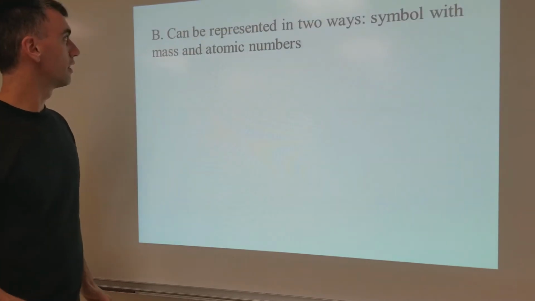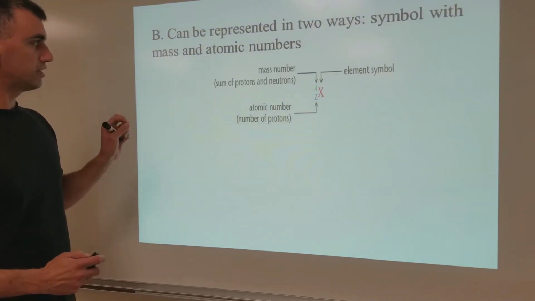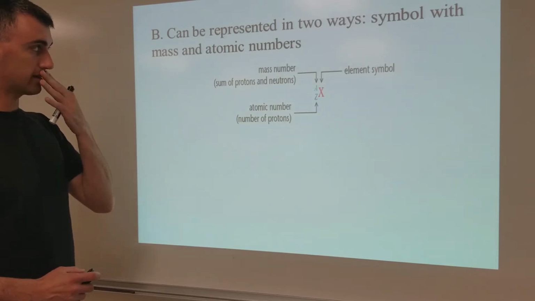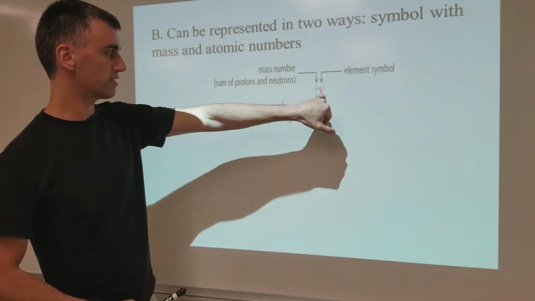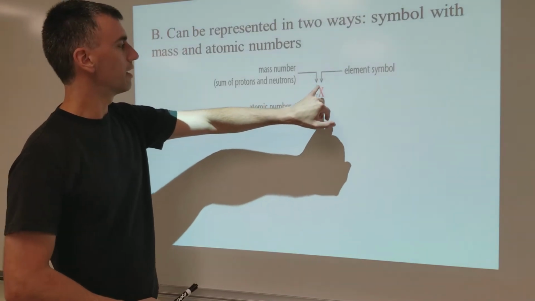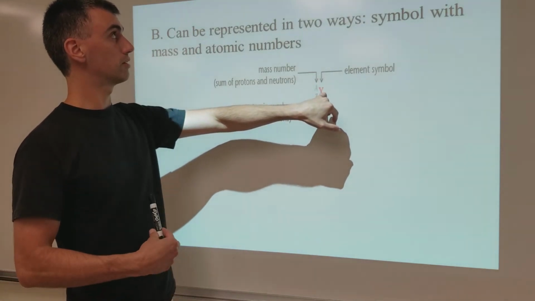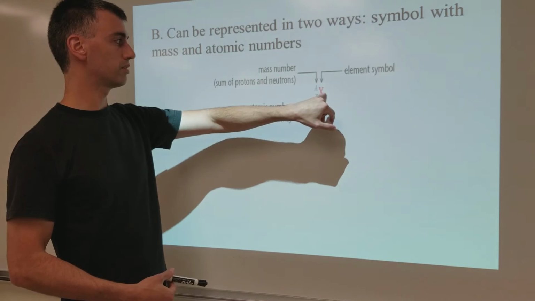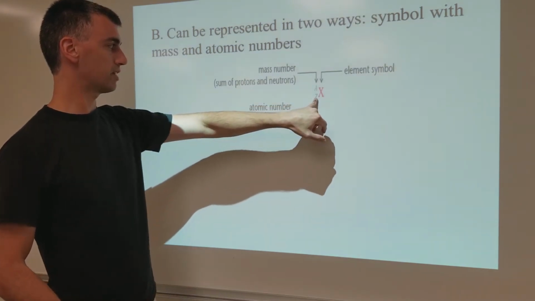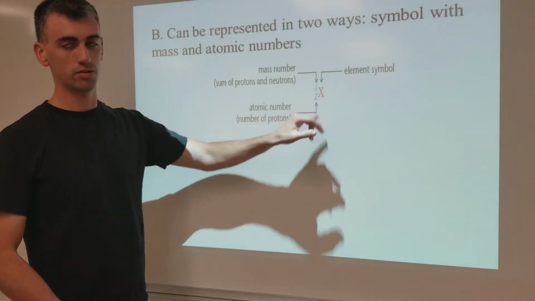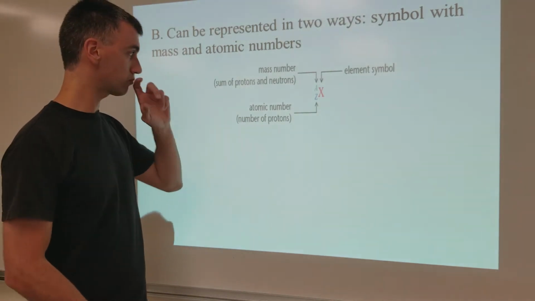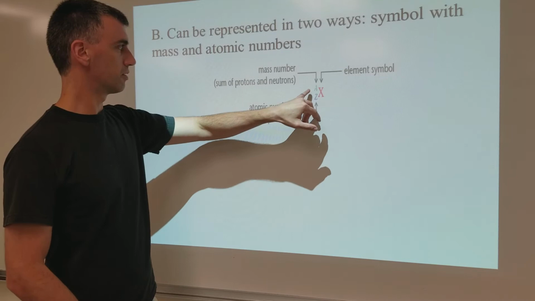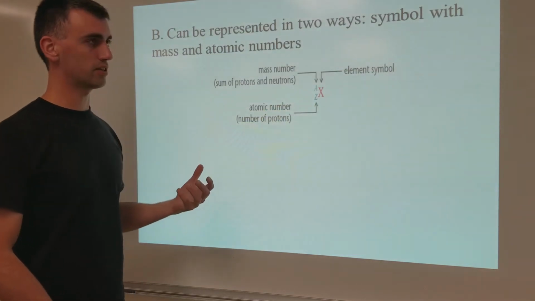Now, just to be clear about how we represent an isotope, we have one way of doing it with the mass number, the symbol for the element, and then the atomic number, which would be the number of protons. So if you look on a periodic table, it's generally going to be the one that's a whole number. The mass number is going to be the sum of the protons and neutrons.